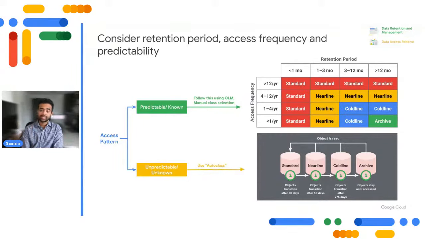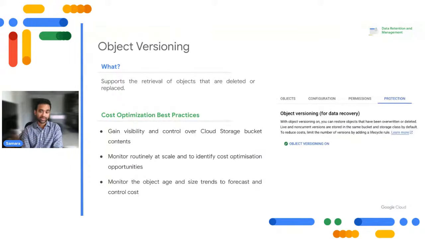So the next capability within data access, data retention and management is object versioning. When you're using object versioning, enable it judiciously. What I mean by that is use object versioning for the objects that truly need it, because every version of an object will incur a storage cost. So if you keep enabling versioning for data that really doesn't need it, you could ramp up your costs, unnecessary costs, basically.